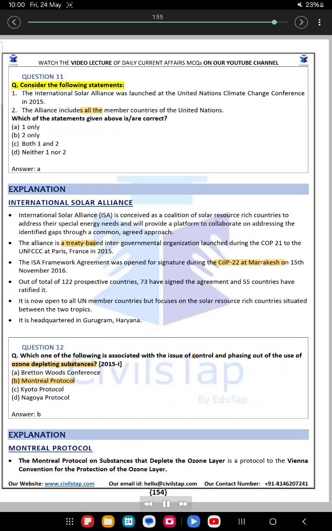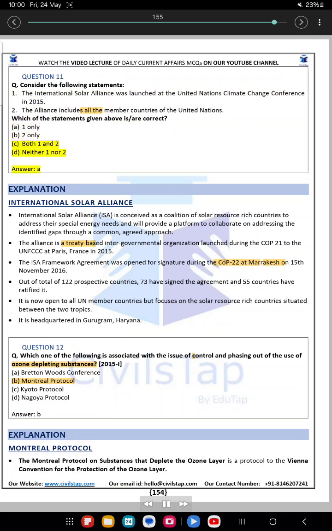Question 11. Consider the following statements. 1. The International Solar Alliance was launched at the United Nations Climate Change Conference in 2015. 2. The alliance includes all the member countries of the United Nations. Which of the statements given above are correct? A. 1 only. B. 2 only. C. Both 1 and 2. D. Neither 1 nor 2.